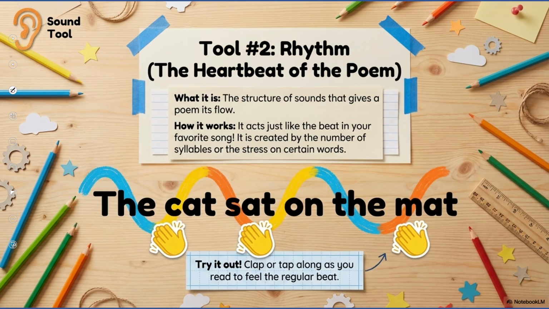The next word is rhythm. Rhythm means the heartbeat. It means whenever you read a poem, you can either clap or tap your foot with the beat. So rhythm is one of the most important parts of the poem.